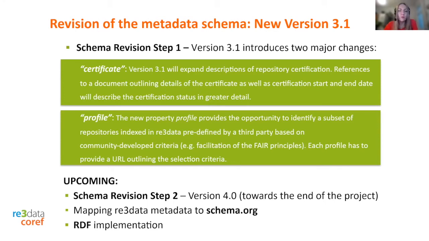With this new profile field, we intend to develop an option to identify subsets of repositories indexed in re3data, and they will be predefined by a third party based on community-developed criteria, such as the identification of repositories that enable FAIR data. In this context, we have already worked together with DataSite and the Enabling FAIR Data Project, driven by COPDESS, which is a coalition representing the international Earth and space science community, convened by the American Geophysical Union, AGU, and also with the FAIRsFAIR project.